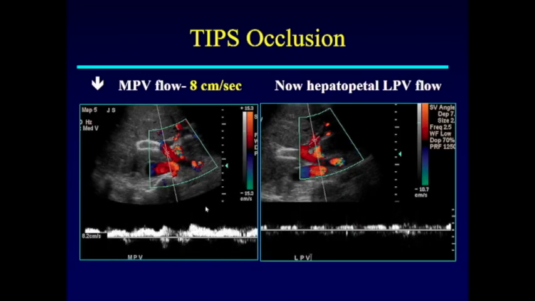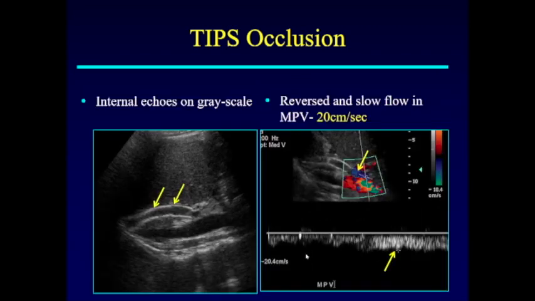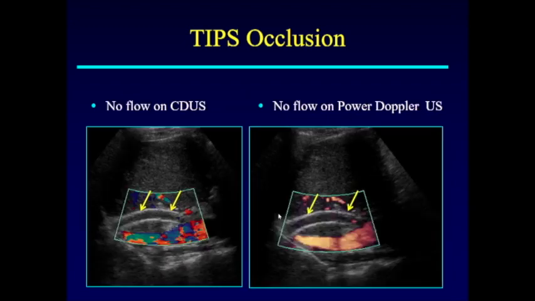Here's another patient with occlusion. You see decreased flow in the main portal vein, 8 centimeters per second, hepatopedal flow in the left portal vein, and then complete occlusion. Actually, there was also reversed flow in the main portal vein with low velocities, and the entire TIPS was occluded.